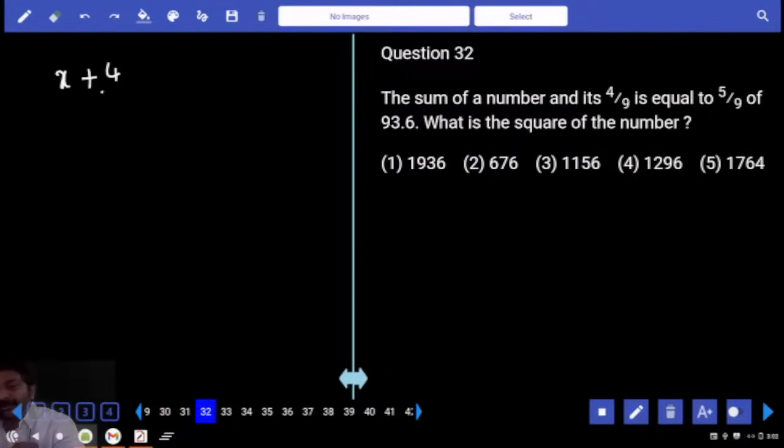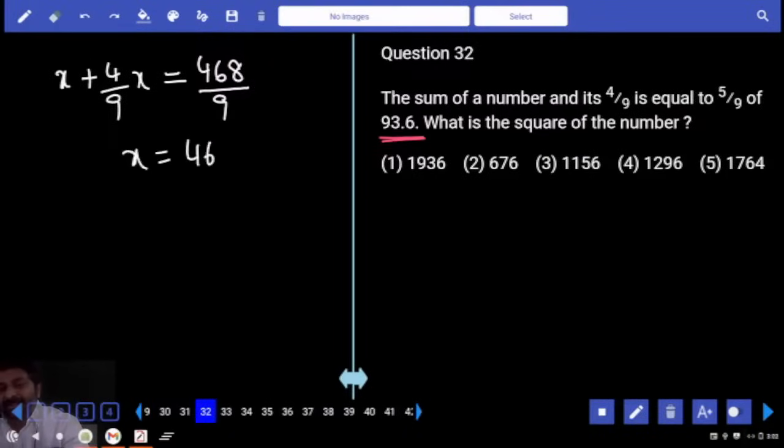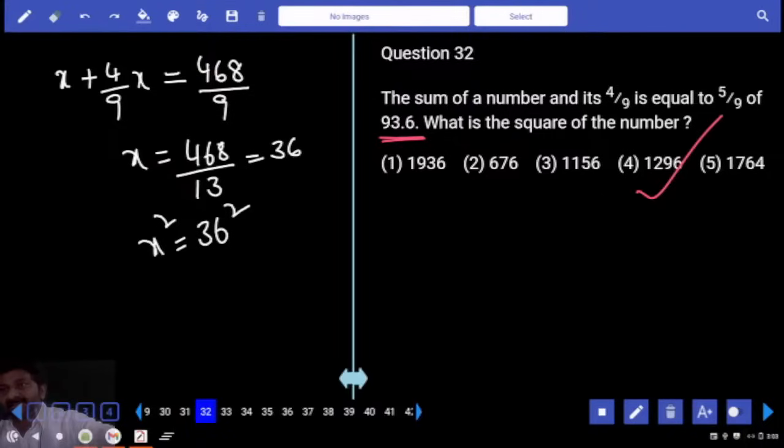x plus 4/9 of x is equal to 5 by 9 times 93.6. Let me take 5 times, take 10 times and half of it. 10 times 93.6 is 936, half of it 468, divided by 9. Left hand side value is 13. x by 9 is equal to that much. Then x is equal to 468 by 13, which is equal to 36. x square is 36 square, 1296.